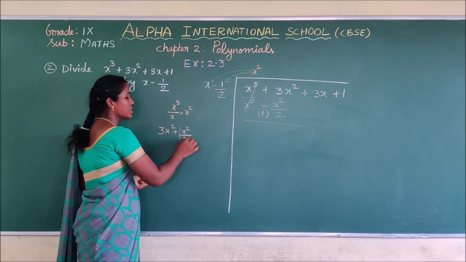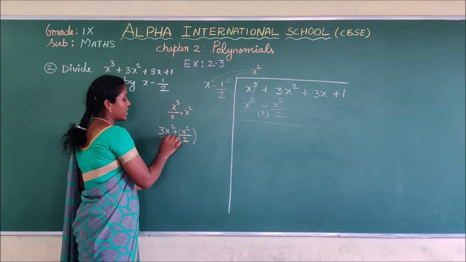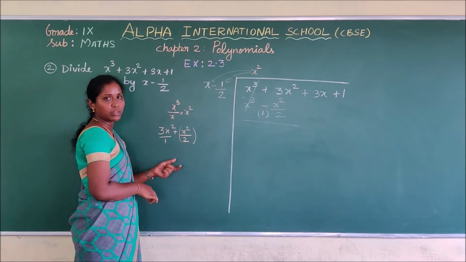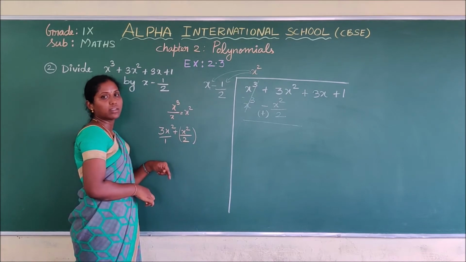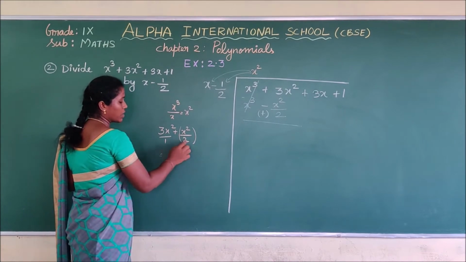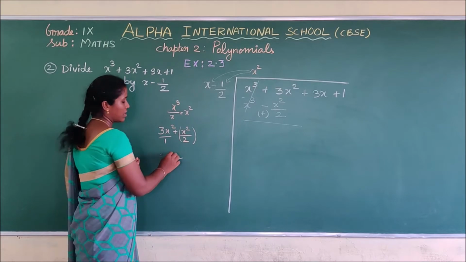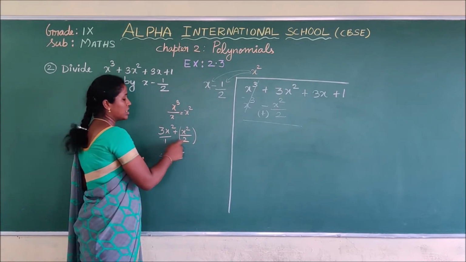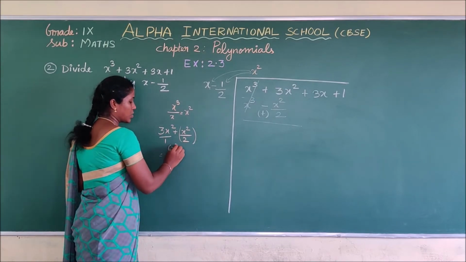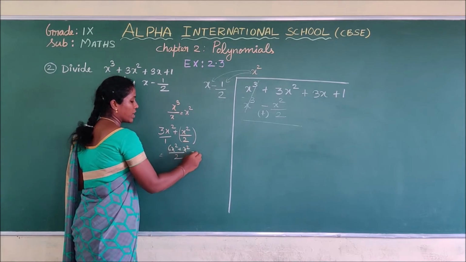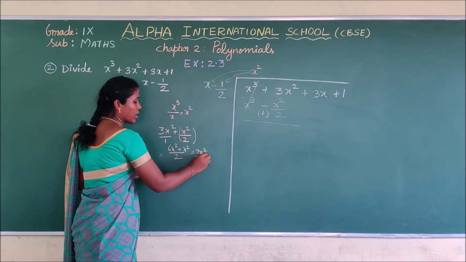The second term is in the form of a fraction with denominator 2. You can take the other term as 3x square by 1. So you have to take the LCM, then add the terms. What is the value? 1 times 2 is 2. And what about the numerator? 3 times 2 is 6x square plus x square. So the final answer is 7x square by 2.